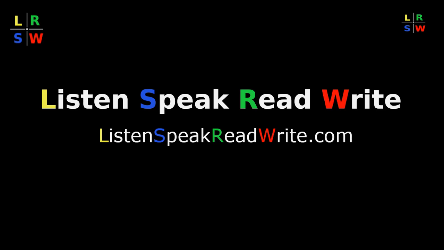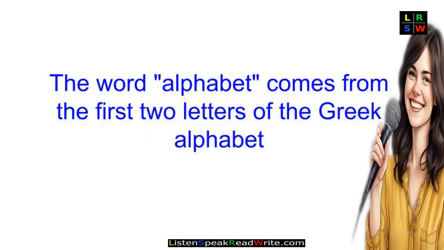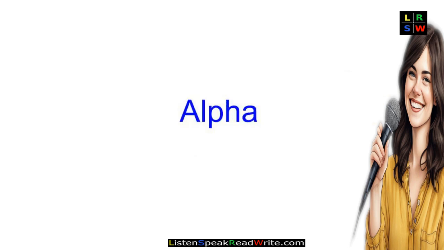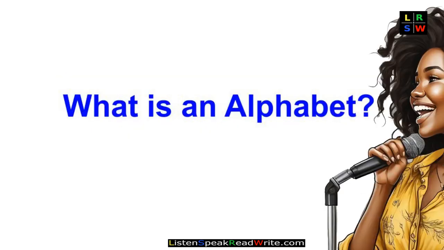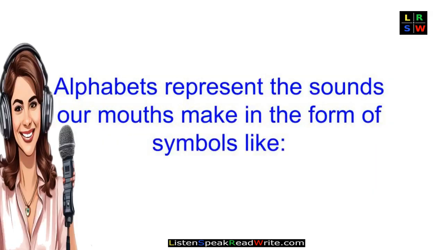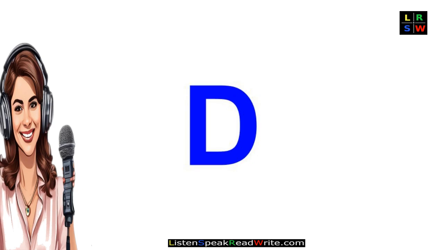Listen, speak, read, write. Why is it called alphabet? I am so excited and happy to tell you the word alphabet comes from the first two letters of the Greek alphabet, alpha and beta, and is used to refer to a system of writing that uses letters to represent sounds. What is an alphabet? Alphabets represent the sounds our mouths make in the form of symbols, like A, B, C, D, and more.